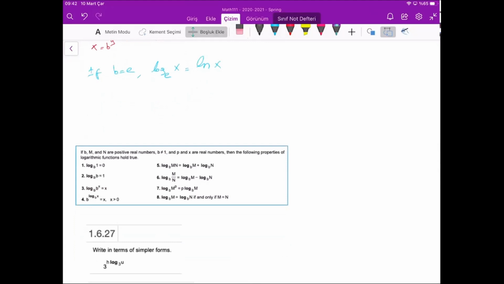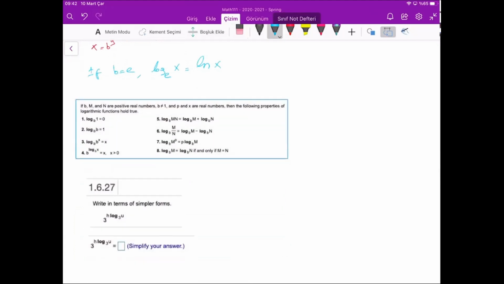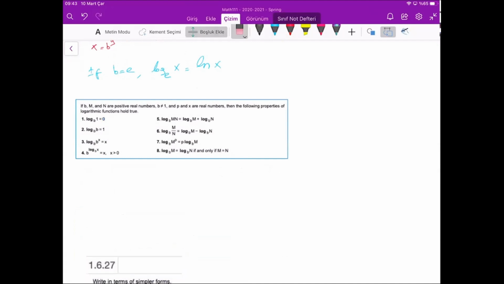Here there are some properties of logarithms. All of these properties are obtained from the exponential function properties. For example, in the first one, b to power 0, we don't know this value, so let's write x. I will not prove all of them, but let's talk about some of them.